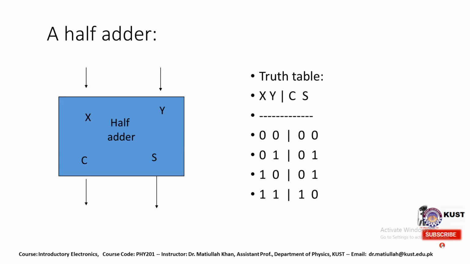This is a simple half adder. We have inputs x and y and the outputs are c and s. We can generate the truth table for that. It is actually the binary addition, and from that binary addition we can get the values for that particular case in the truth table.